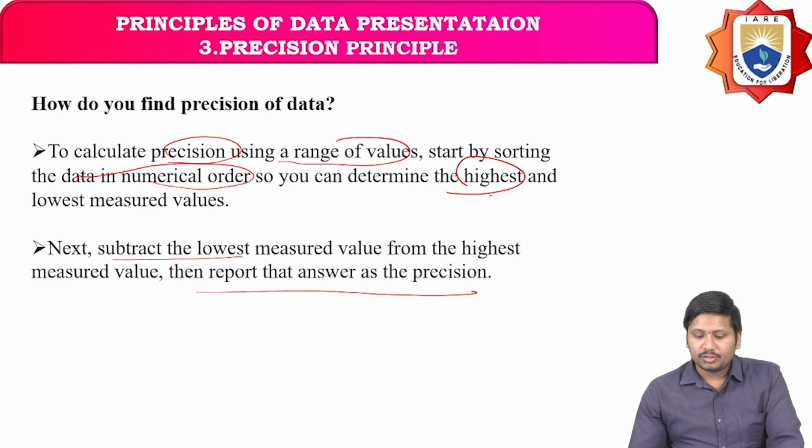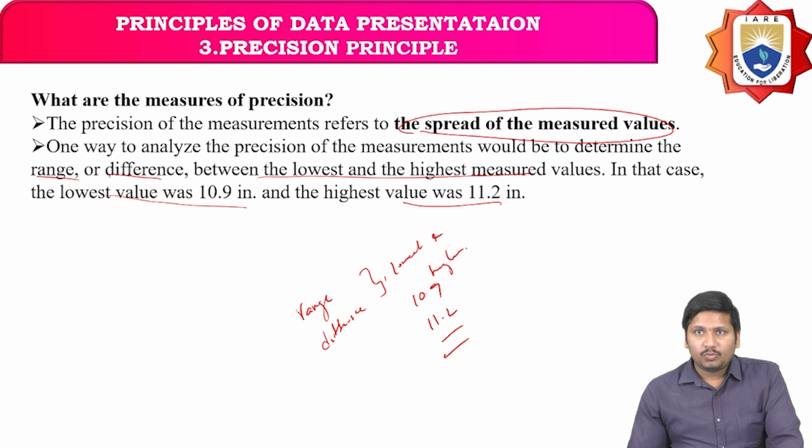Then how do we find the precision? If I want to calculate the precision of the data, the first thing I have to do is sort the data in numerical order, so that I can determine the highest and lowest measured values. Then I subtract the lowest measured value from the highest measured value. The answer is the precision. And what are the various measures of precision? Normally I can make use of the range, the difference between the highest value and the lowest value.